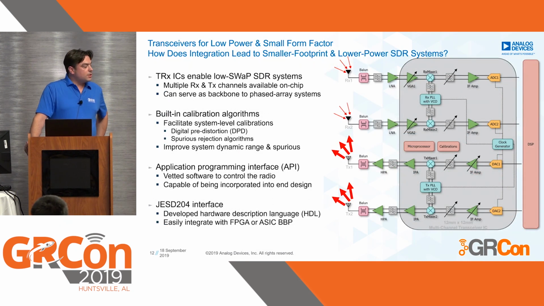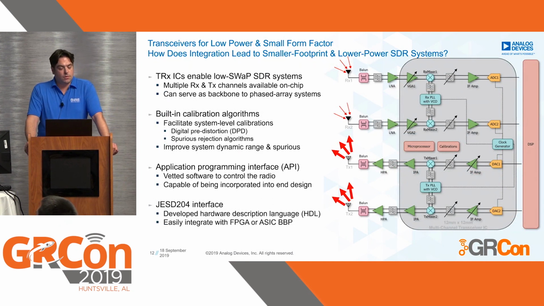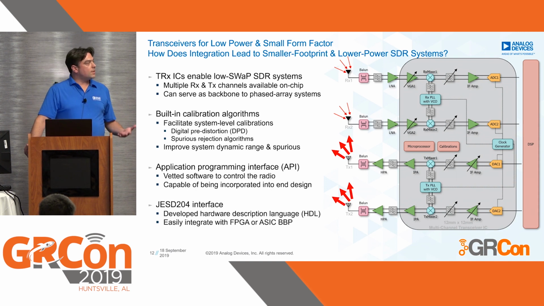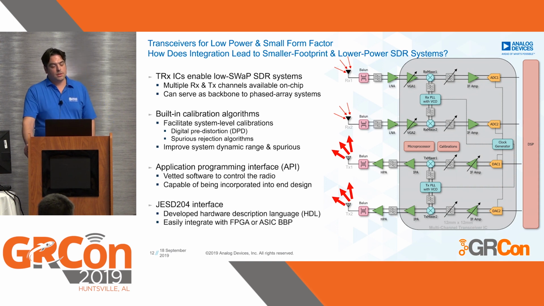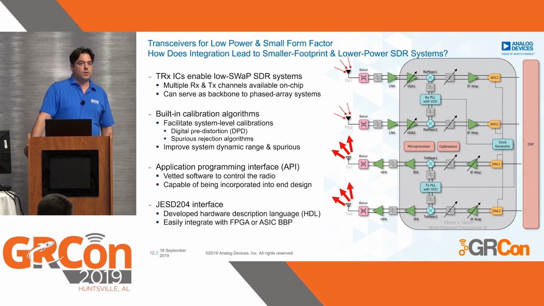So how does integration lead to a smaller footprint? These integrated transceivers can enable lower size, weight, and power SDR systems by having multiple channels on the same chip, and that means they can be used as a backbone in phased array systems. I mentioned the built-in calibrations. To mention a few, there's digital pre-distortion available on some chips. There are also spurious rejection algorithms, and of course quadrature correction, LO leakage correction, and a few other things.